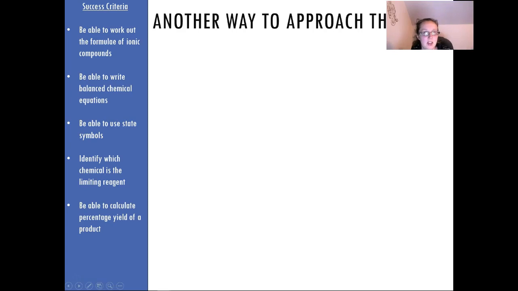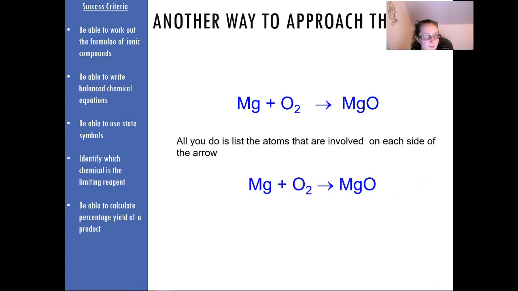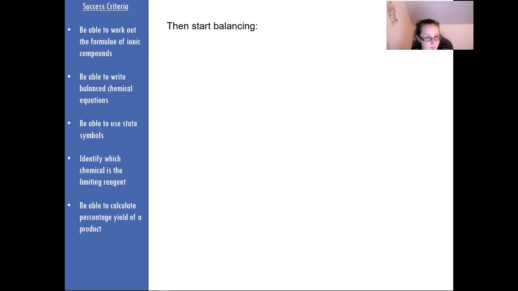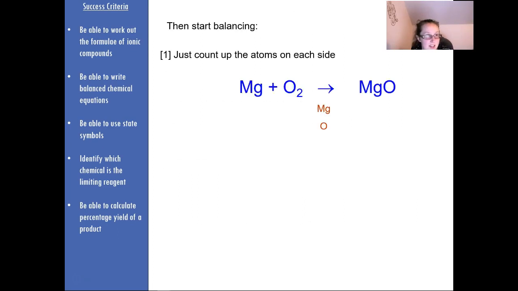Now there is another way to approach writing these down, and this is the way that I personally do it. So rather than trying to draw out that seesaw and drawing all those molecules, what I do is I look at the equation and then I list the atoms that are involved on each side. So we've got Mg's and we've got O's. Then, to balance, I just count up how many of each atom are on each side. So I've got 1 Mg on the left, 1 Mg on the right, I've got 2 O's on the left, and 1 O on the right.